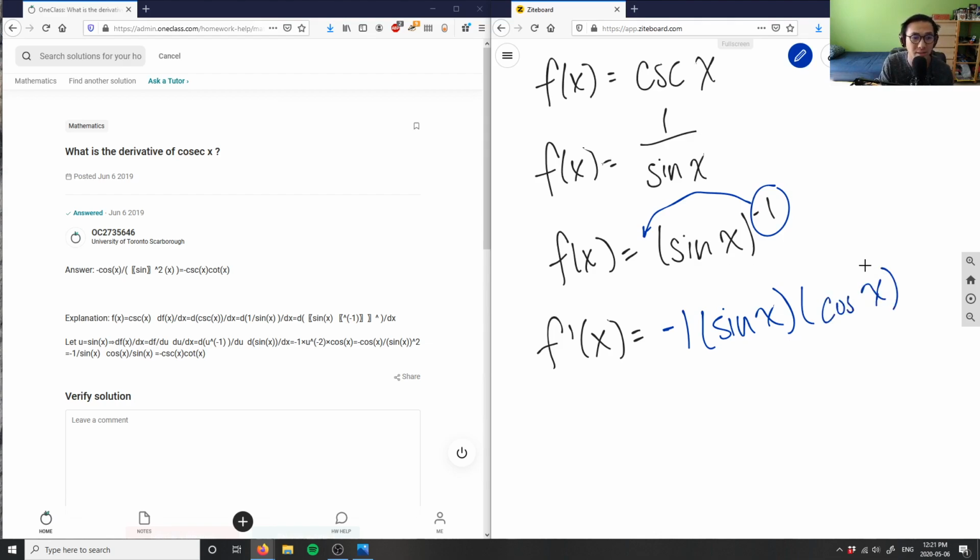So this is our derivative for cosecant x. We have -1 times sine x, and we're going to have to lower the exponent as well. So it's -1 minus 1, so obviously -2, and then we multiply by the derivative of the inside, which is cos x. The derivative of sine x is cos x.